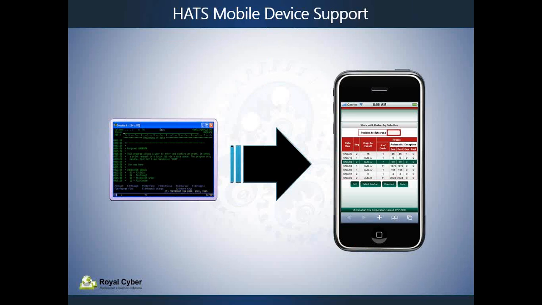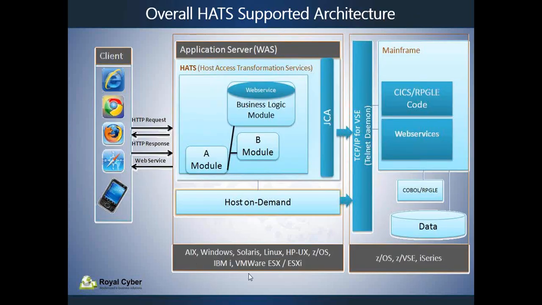This is the overall architecture of the HATS implementation, where the mainframe server is used for the green screen application. The HATS application is deployed on the WAS, that is the application server, and then it can be used on various platforms, browsers, and devices via HTTP protocol, web services, etc.